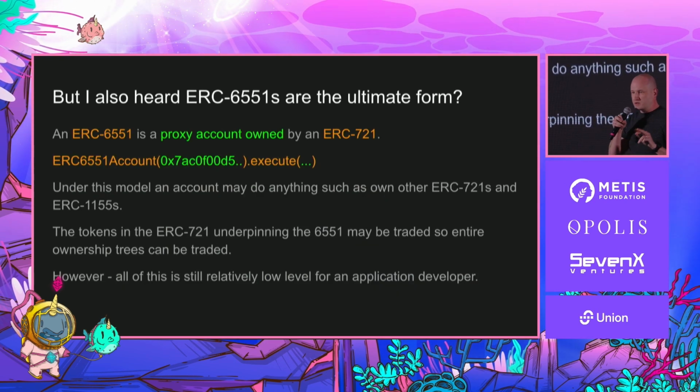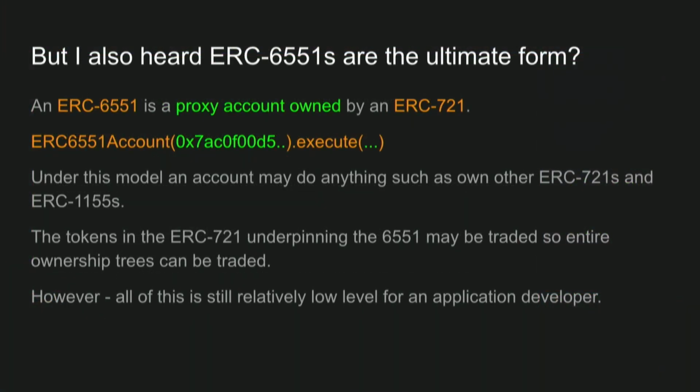But if you've heard about 6551s, and there was a lot of hype about them in the last year where people were saying, what about 6551s? These are gonna enable everything. They're gonna enable all the composition, all the relational data, all these things. Yes and no. 6551s are also amazing, and they're very, very cool at what they do. Ultimately, a 6551 is a proxy account owned by a 721. For every 6551, there is a 721 underpinning it.